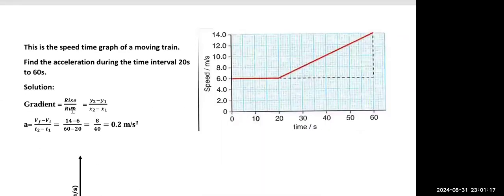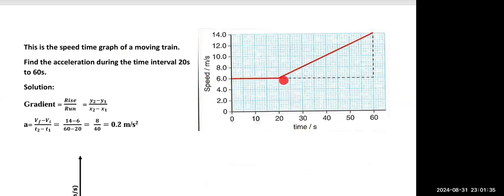Okay, now this is another diagram. This is the speed-time graph of a moving train. Find the acceleration during the time interval 20 seconds to 60 seconds. It means you have to find the acceleration because this is the speed-time graph.